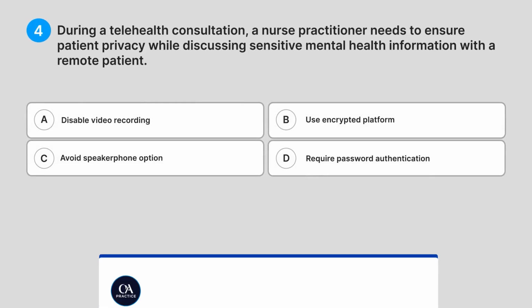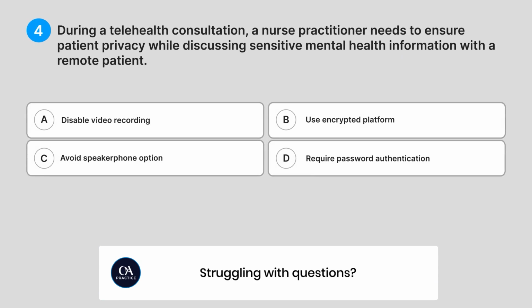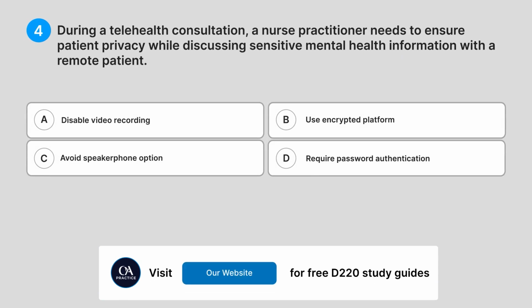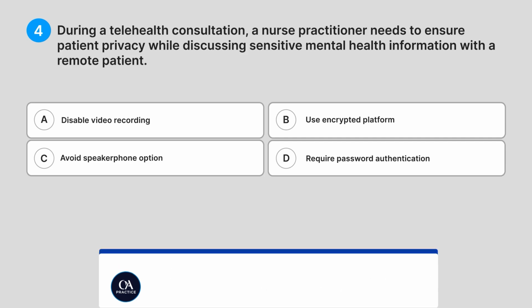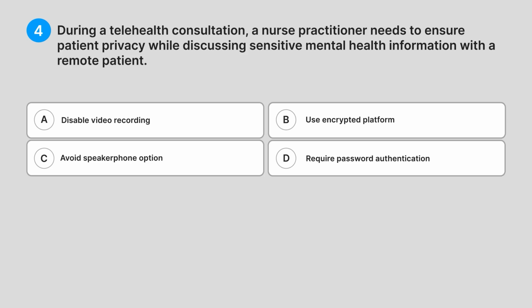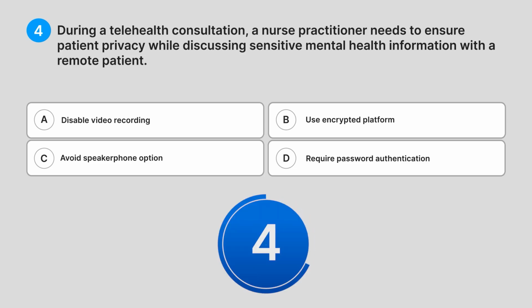4. During a telehealth consultation, a nurse practitioner needs to ensure patient privacy while discussing sensitive mental health information with a remote patient. A. Disable video recording. B. Use encrypted platform. C. Avoid speakerphone option. D. Require password authentication. Do you know the answer?